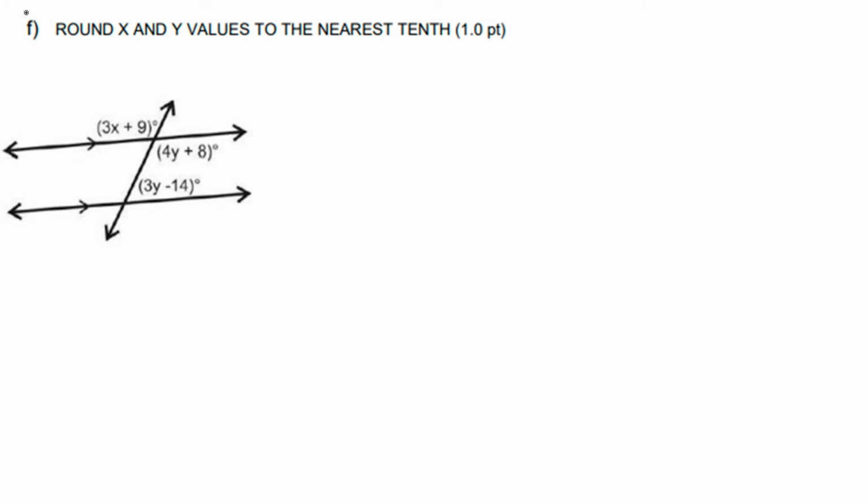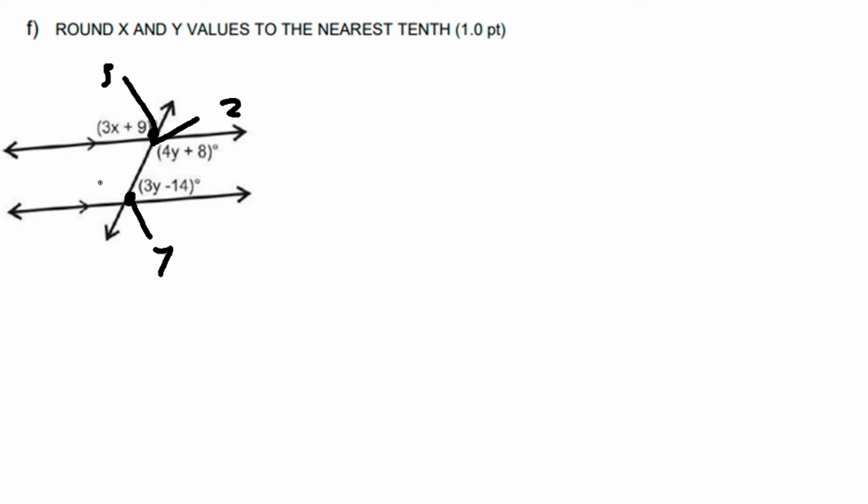Question 4f. This one is going to be a little bit more complex. When I'm doing the calculations, I will speed up the video so you guys don't lose that much time. We can read right here: round x and y values to the nearest tenth. It's probably going to be a little bit longer, but it's still very simple. Let's start naming each one of the angles we see so we can organize ourselves.